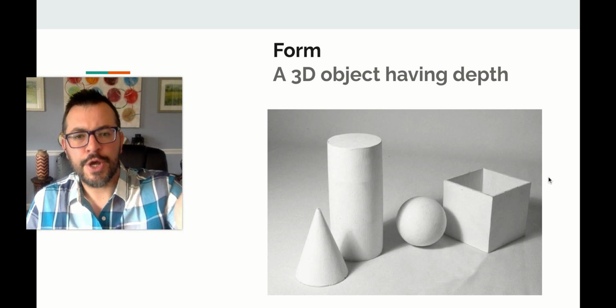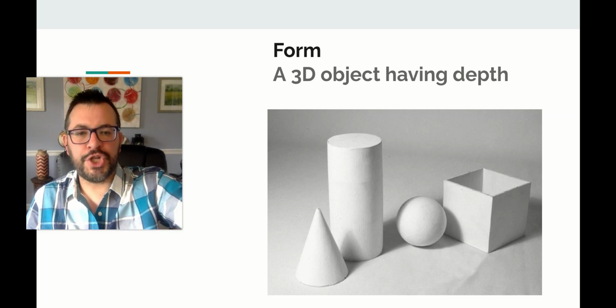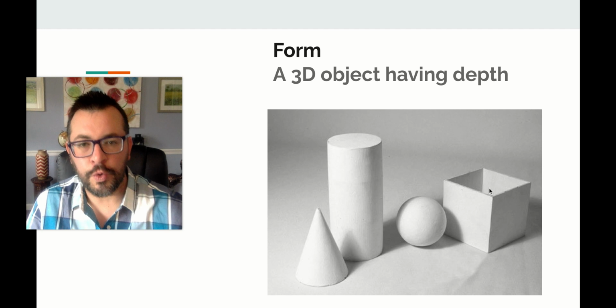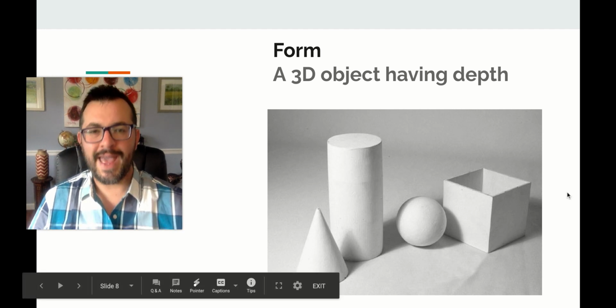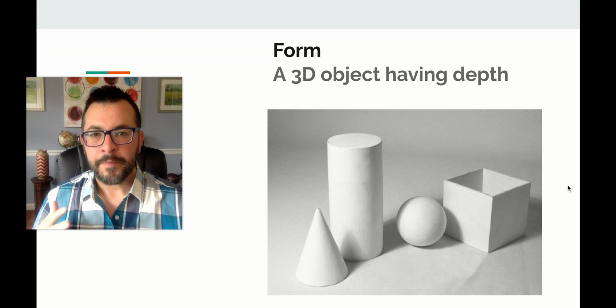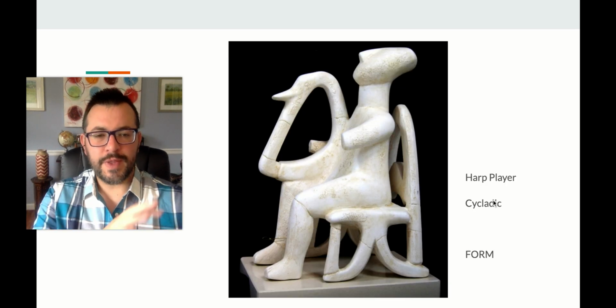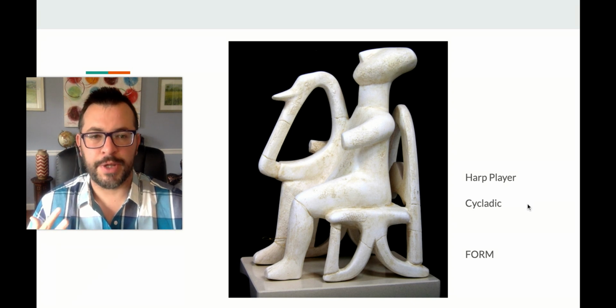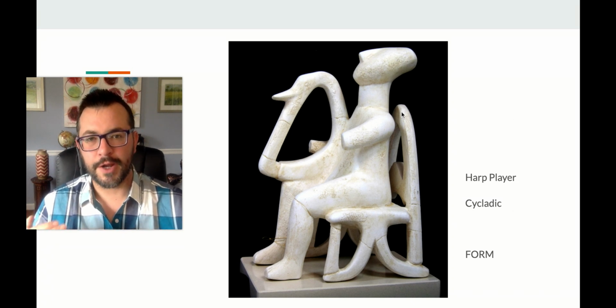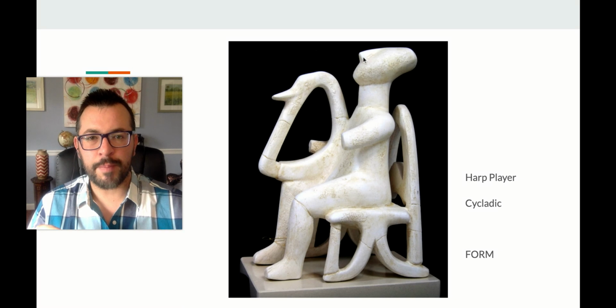In this image, we have some very geometric forms. There's a cone and a cylinder, a sphere, and a box. But everything that's 3D has form. So in this example, this is an ancient Greek sculpture from the Cycladic period known as the harp player. And this is a person sitting on a chair playing a harp.